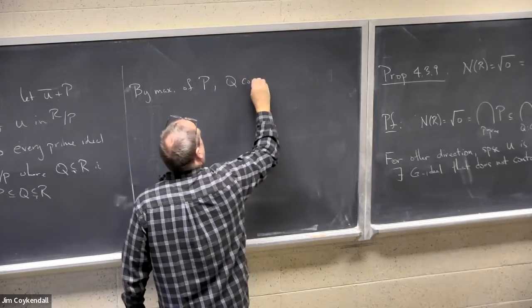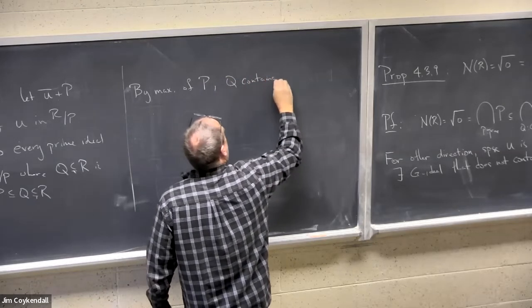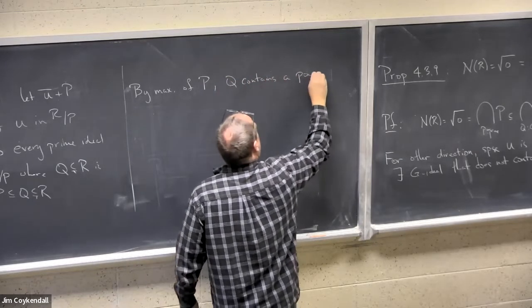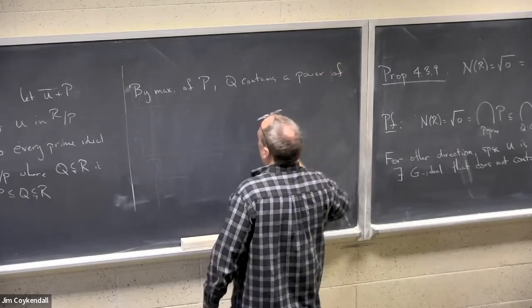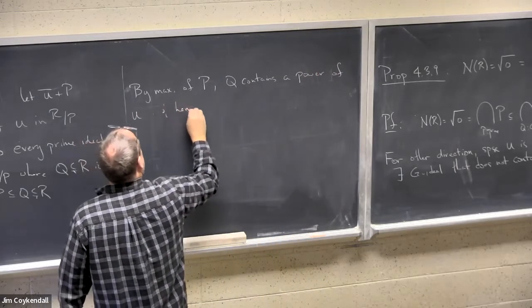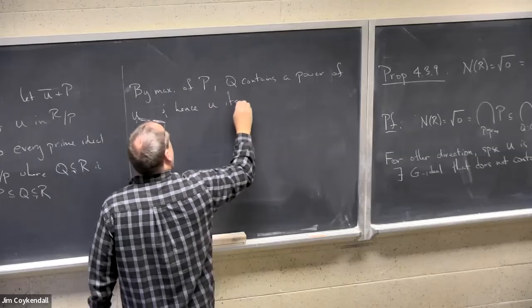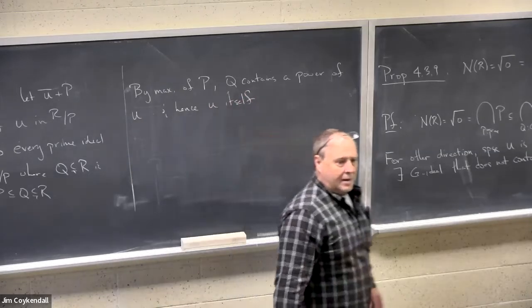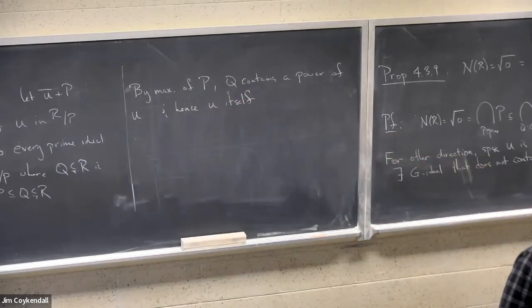Q contains a power of Q, and hence U itself. Because P was maximal with respect to not containing a power of U, anything bigger, particularly Q, must contain a power of U. But now I know Q is prime, so it has to contain U itself.